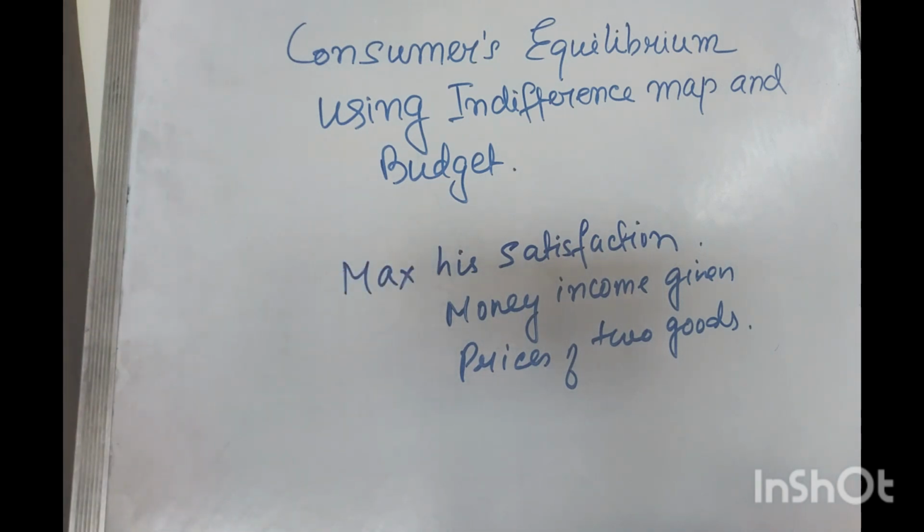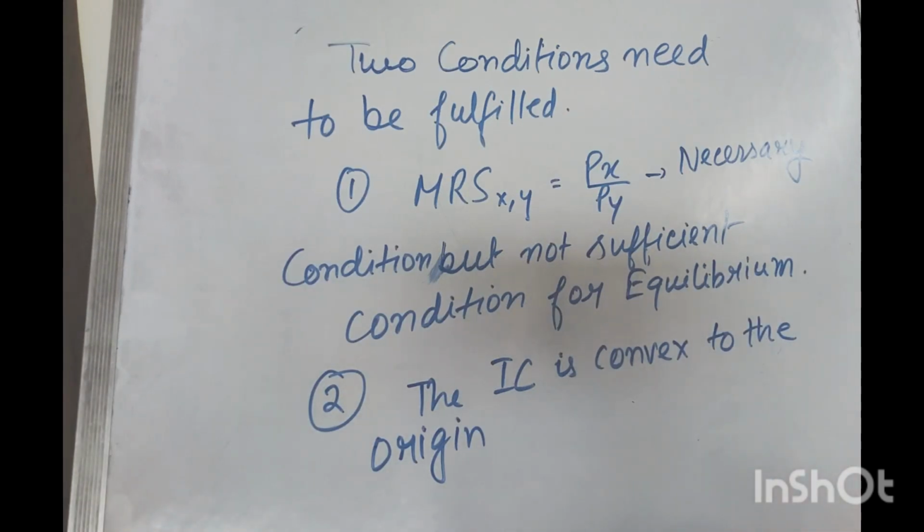Now we are going to explain this equilibrium point with the help of the indifference map and the budget line. For this, two conditions need to be fulfilled for the consumer to be in equilibrium. So what are the two conditions?